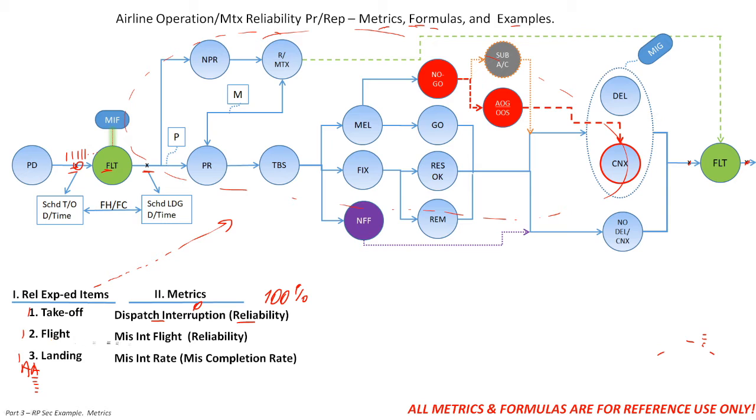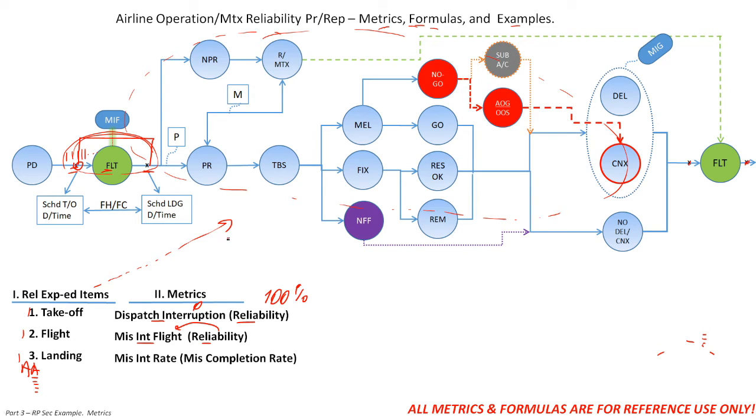Same applies to flight: mission interruption flight, flight reliability. So how many times we had a problem with flight, or how reliable is our flight, right? And the same applies to the landing: mission interruption rate, mission completion rate. So here is the takeoff, dispatch, flight, landing. So we covered all this production cycle.